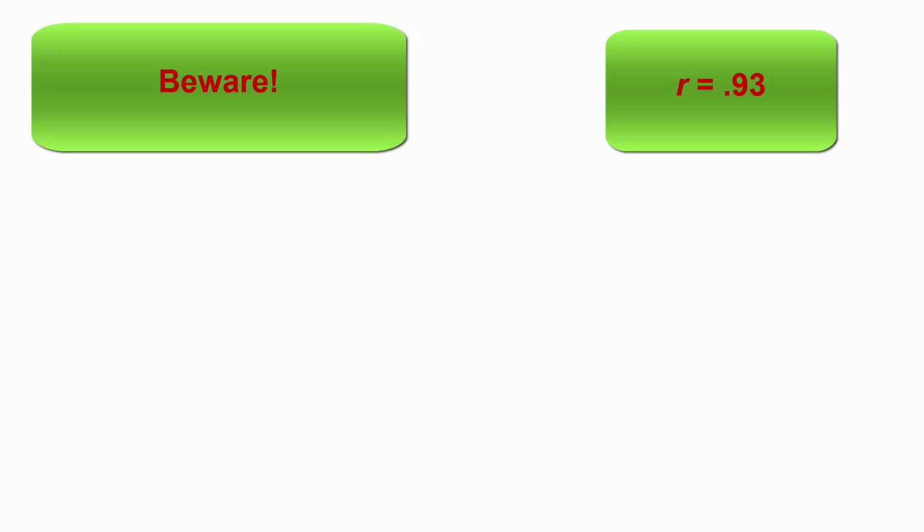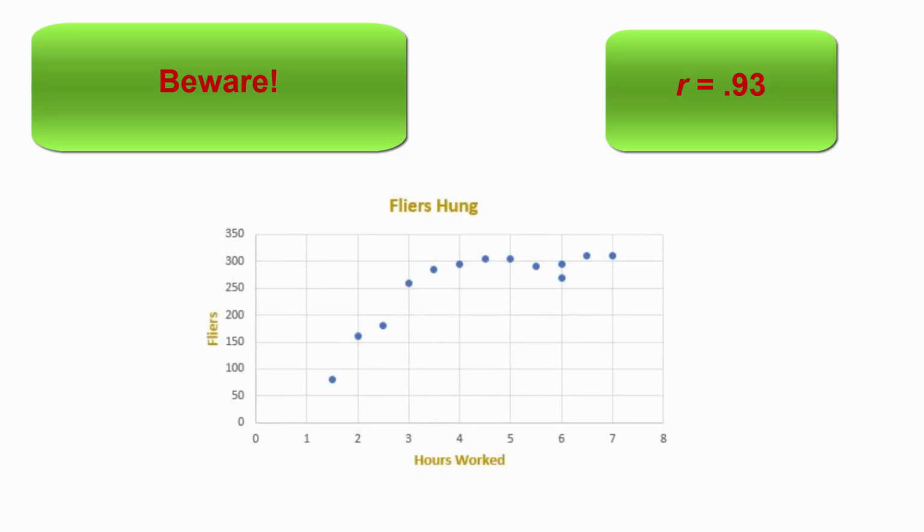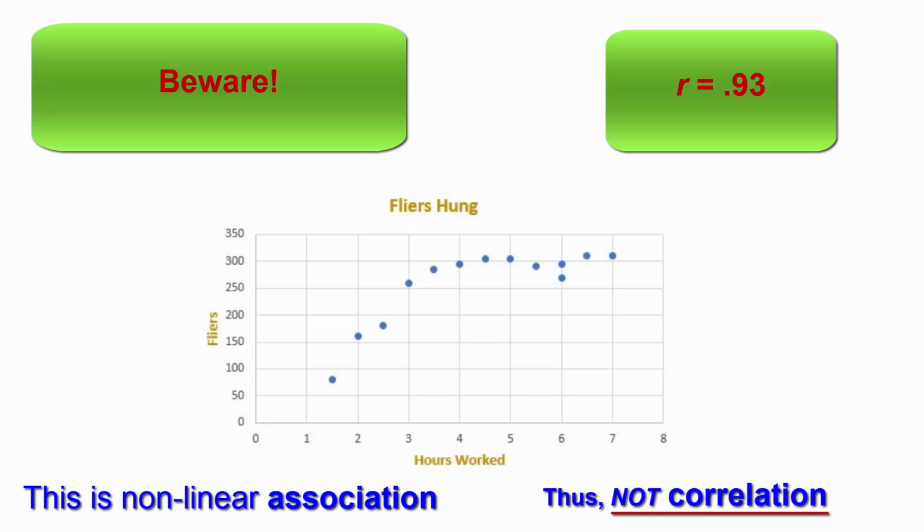Beware, just because you may see a high R value does not necessarily imply a linear association and therefore does not imply correlation. For example, if a paired data set had an R value of 0.93, is it possible that it does not even have a linear relationship? The answer? Yep. You should always examine a scatter plot to verify linearity of the association between y and x before you declare that there is correlation.